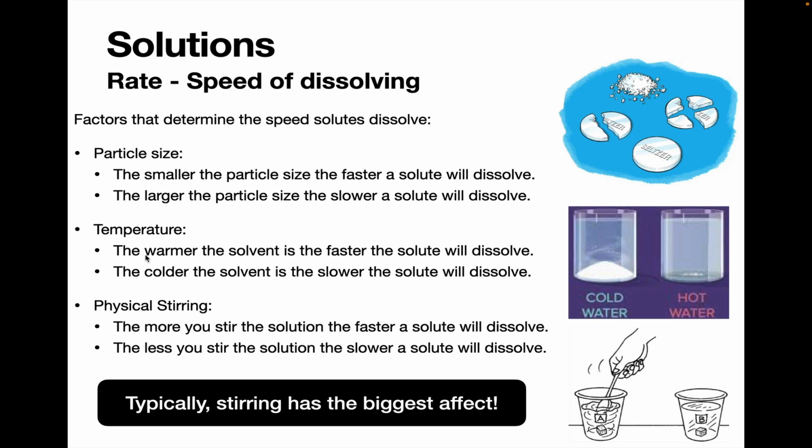In terms of temperature, the warmer the solvent, the faster, and the colder will be slower. So hot water, you can see here, is less left. It's already dissolving faster. Cold water will dissolve slower. And then if you stir something, it can make it dissolve faster, or if you don't stir it, it comes slower. So again, stirring A would dissolve faster than this. Believe it or not, stirring is our biggest effect of all of these things inside of here.